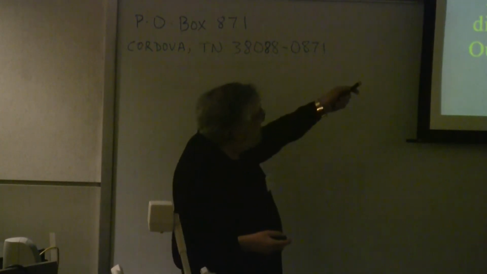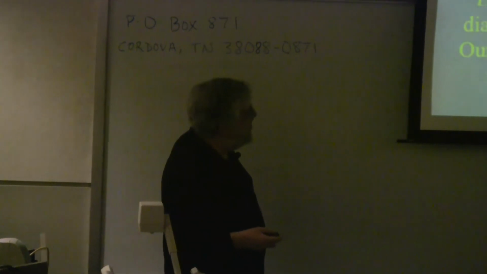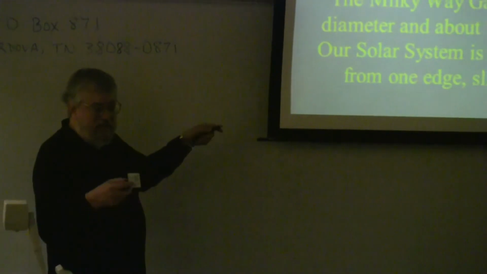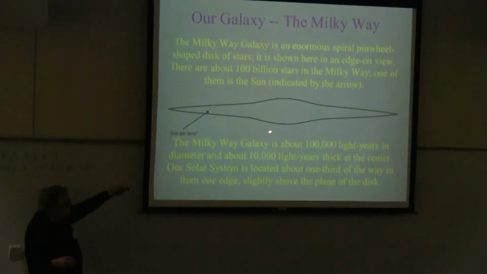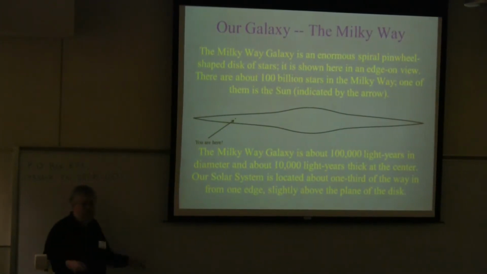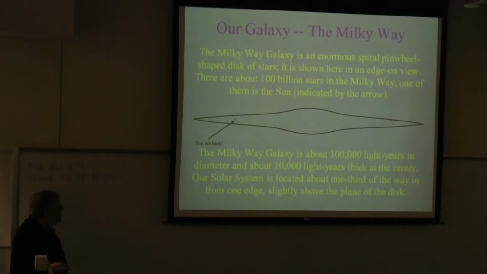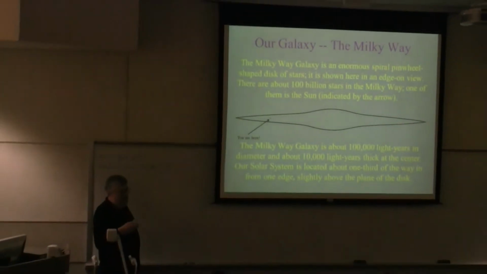100,000 light years. We are about a third of the way in from one edge of the galaxy. It's kind of a lens-shaped object, and it's about 10,000 light years thick through the center, 100,000 across. It's about a 10-to-1 ratio approximately. There are other details which we'll get into later on, but for now that's a general picture.